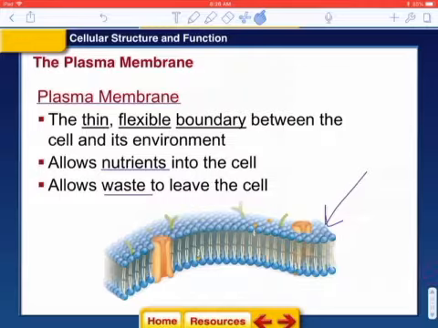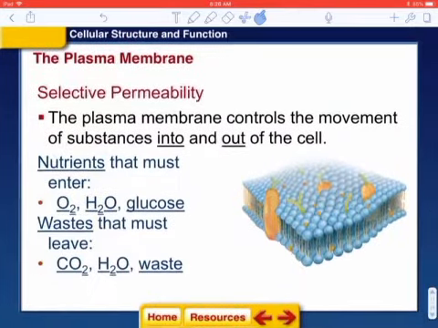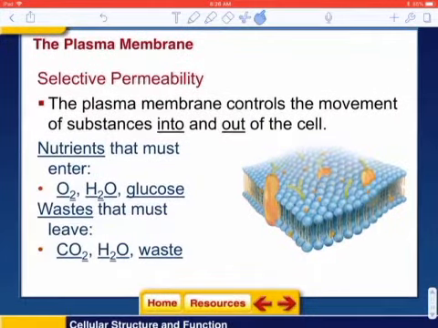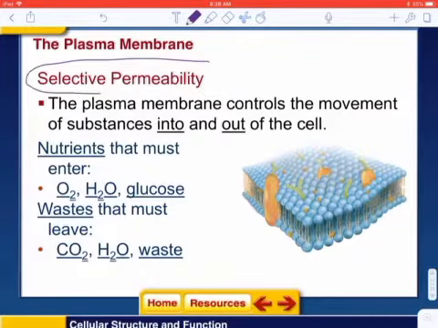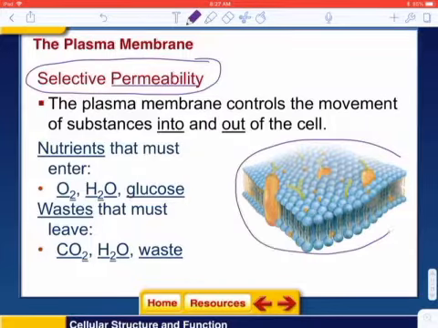So we're going to take a look at four major structures that make up this plasma membrane and how those structures work together to perform a characteristic for the cell called selective permeability. Permeability is the ability to pass through a substance, and this idea of being selective means that this cell membrane is able to choose what substances can pass through and which substances can't.